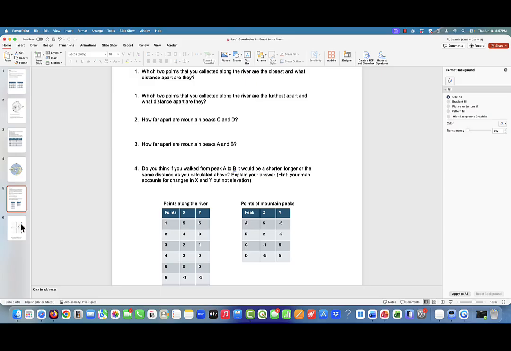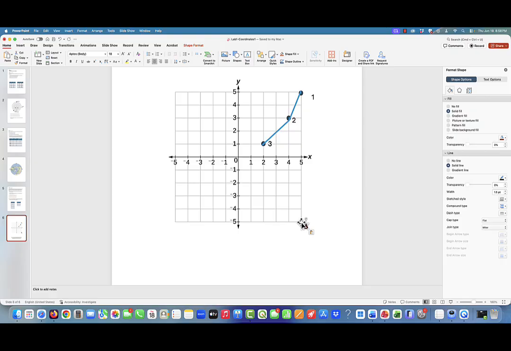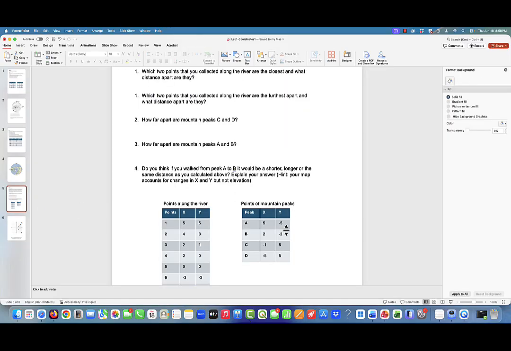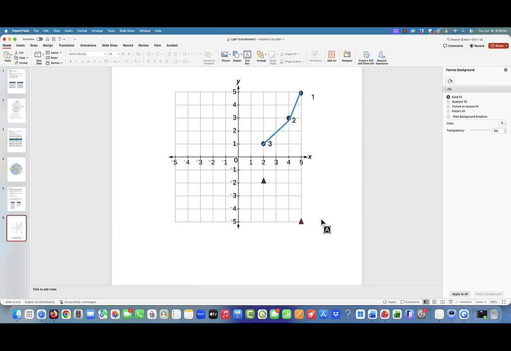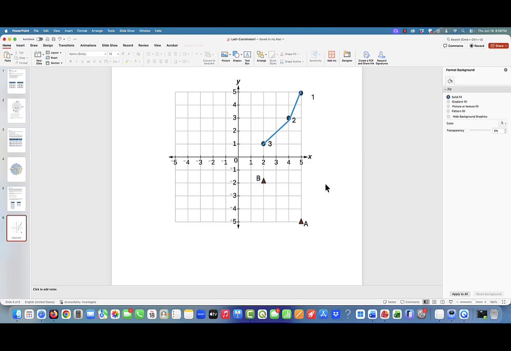And let's put on one more. B is 2 and minus 2. So make a copy of that, and we're going to put this at 2, minus 2. We don't have to connect those because those are 2 separate mountain peaks, but we will label them. The first one was peak A and the second one was peak B. So I'm going to go ahead and label those. Here's peak A. Here's peak B. And of course you'll be putting on 2 more mountain peaks here.